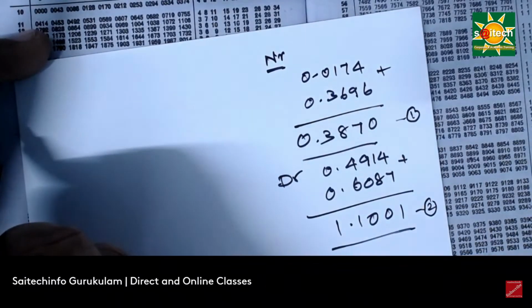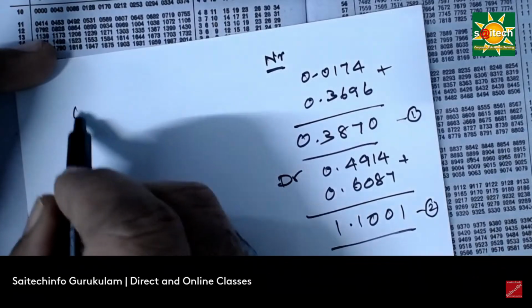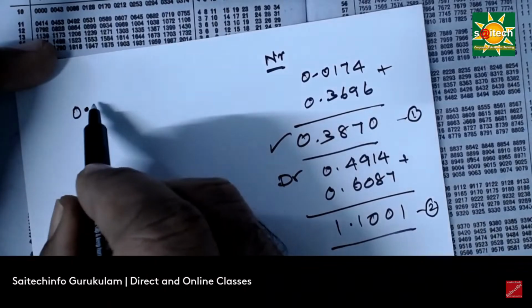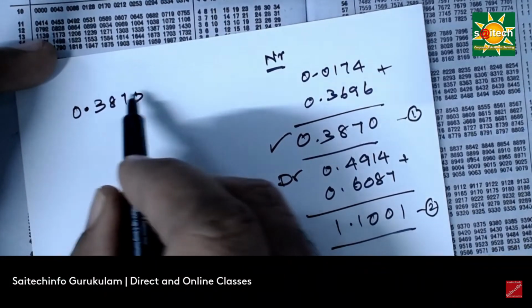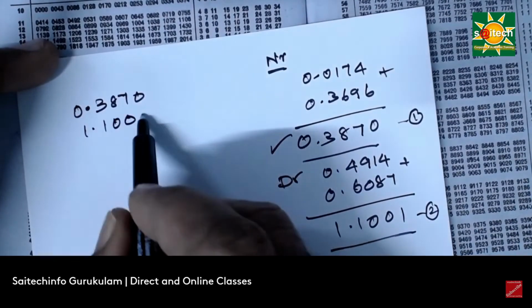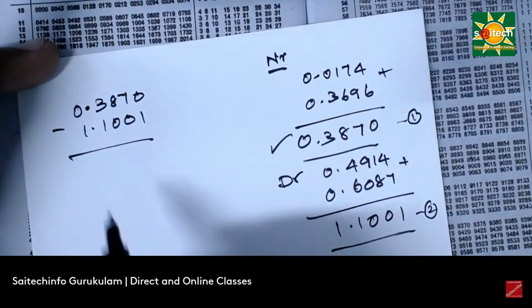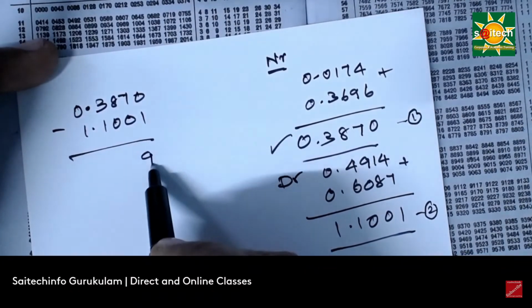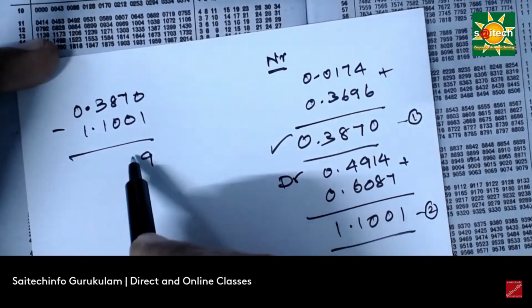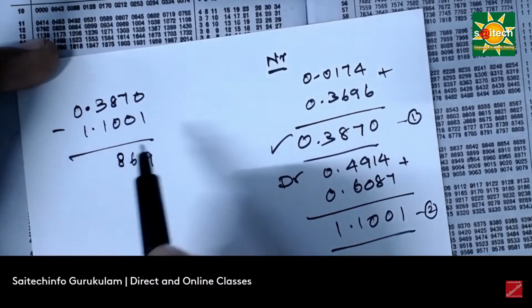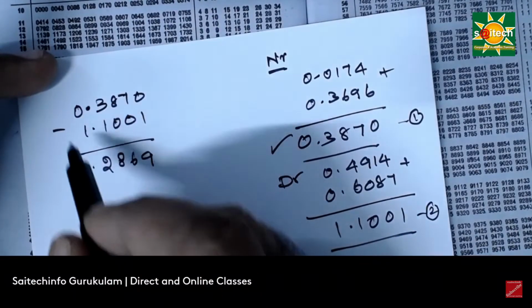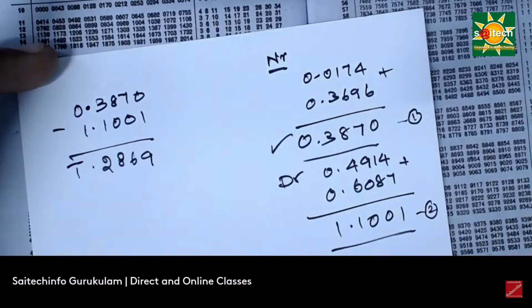So let us subtract. Let us consider this value 0.3870 and this one 1.1001. Now subtract. So 0 minus 1, 9. That is 10 minus 1, 9. And you already took 1 from this, so 6. So you can drop 6. And here again 8. 3 minus 1, 2. Now you got 0. So 0 minus 1, you can put 1 bar. Okay.